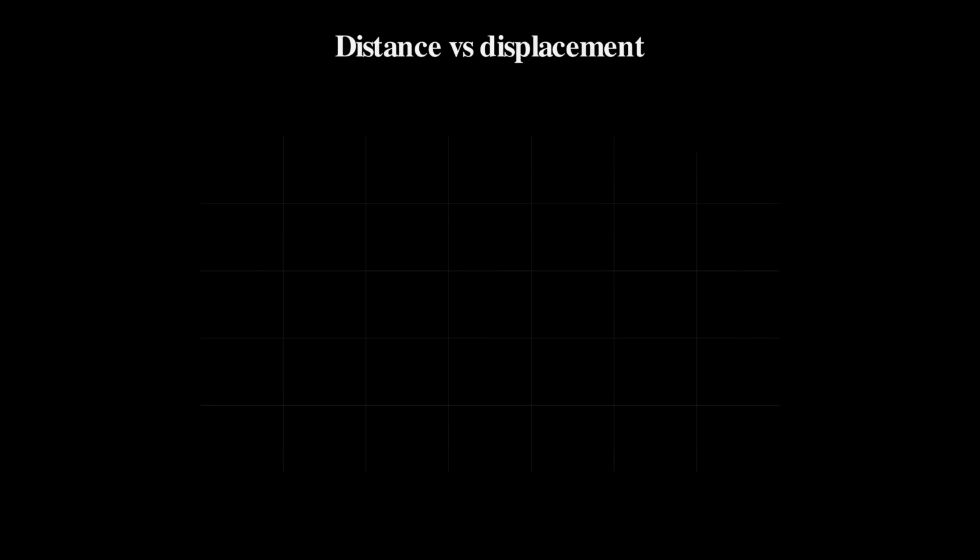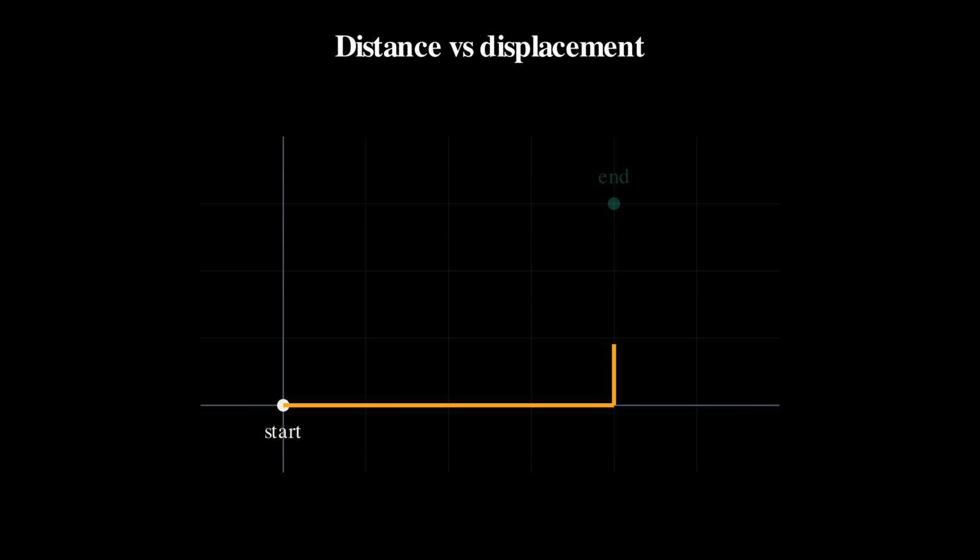2 words that look the same and are not. Distance and displacement. Walk 4 meters east, then 3 meters north. The distance you traveled is the length of your path. 4 plus 3, 7 meters. That's a scalar. Just a size.